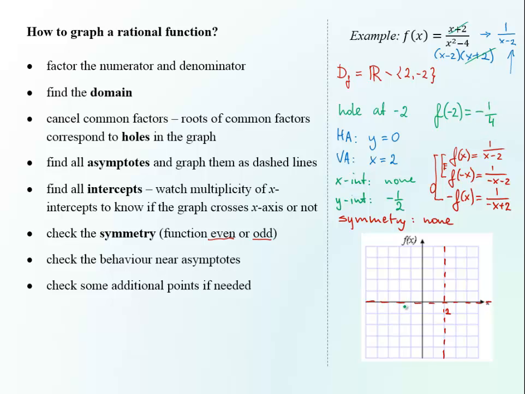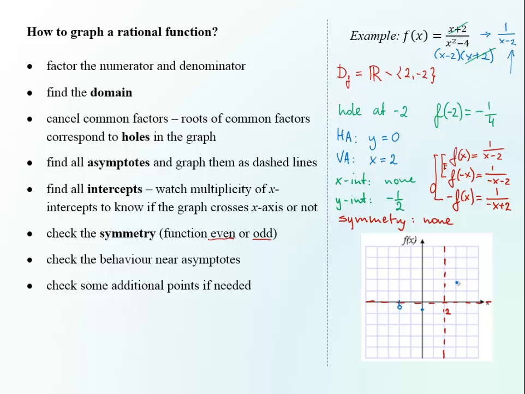Okay, so I know that at the point negative 2, the value would be negative 1/4, but I need to place a hole somewhere there. We also know the y-intercept, it's negative 1/2, so that's a point that belongs to the graph.